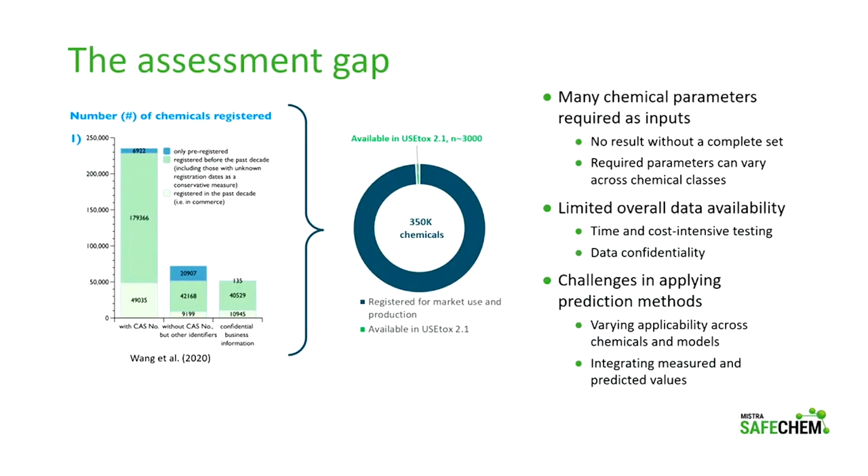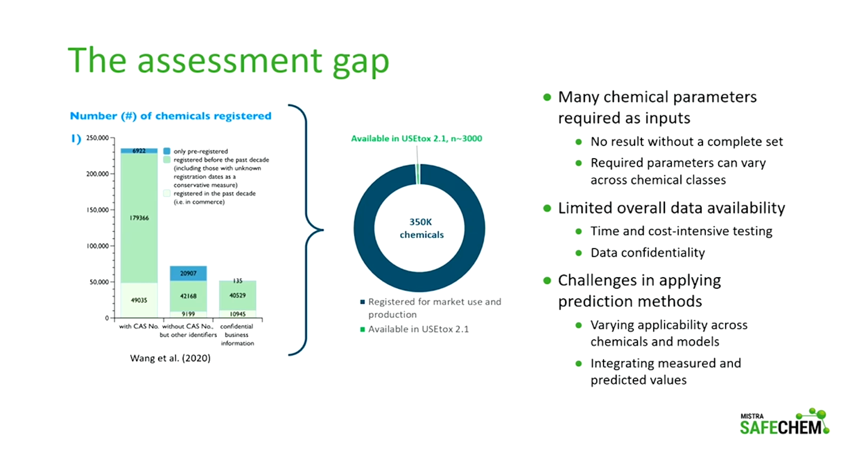So to start off, we are facing a big challenge when we want to assess different chemicals, because there are around 350,000 chemicals registered for production and use on the market. But if we take the earlier version of USEtox as an example, we have around 3,000 chemicals that are fully characterized. Now with the newer database, maybe we go up to 10,000, but we see there is still a huge gap between what we would like to assess and what we currently can assess.